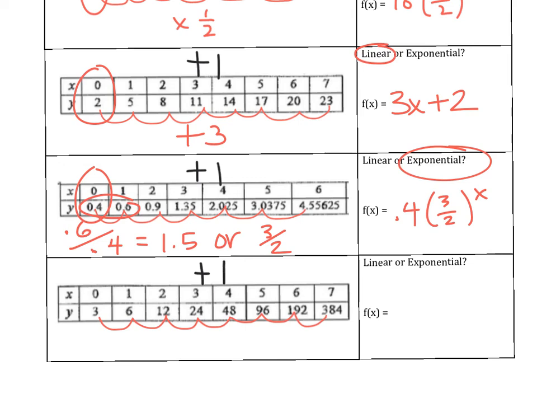Okay, and then the last one, you can tell it's multiplying by 2. So this is exponential. It starts with 3, so it's 3 times 2 to the x.